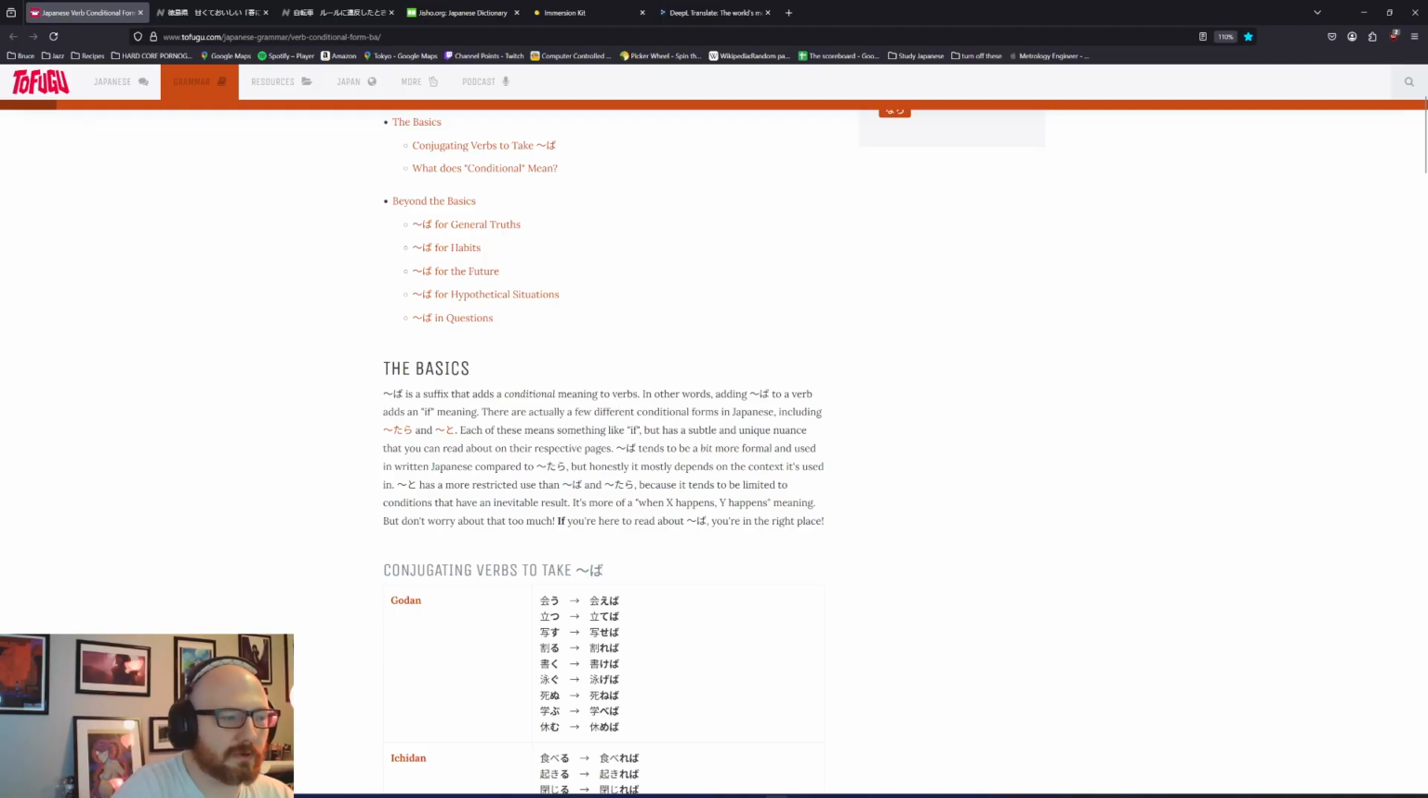There are actually a few different conditional forms in Japanese, including tara and to. Each of these means something like if, but they're different from each other. To tends to be a bit more formal and used in written Japanese compared to tara. Since I mostly care about spoken Japanese, because reading's great, reading's wonderful, but I want to be able to talk to people, because that's what I like to use language for, tara will apparently be more of my jam, but it could be mostly context based. To is even more restricted, so that's okay. If, get it? Because we're talking about ifs. You're here to read about ba, you're in the right place. Well, good, because that's what I clicked on.